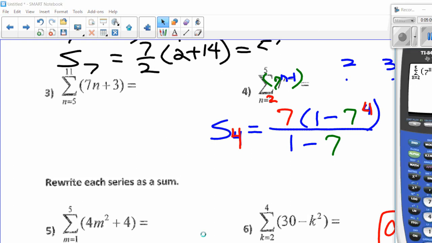So I'll go alpha y equals, enter, and then I've got 7 parentheses 1 minus 7 to the 4th power, arrow over, close my parentheses, and then in my denominator I have 1 minus 7. And I'll hit enter. And I get 2,800. Okay, so that's the third thing you need to be able to do, use the formula. You need to be able to solve this 3 different ways.